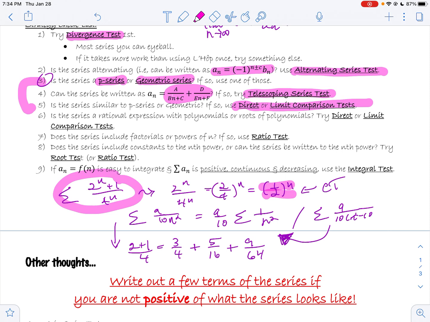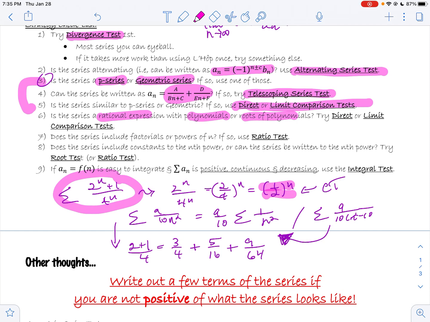The other time that we like to use the limit comparison test or the direct comparison test is if we have some kind of rational expression where there are polynomials or roots of polynomials. It's very common that people like to use the direct or limit comparison tests for those situations. Now, again, that's not the only option, obviously, but that is where your mind goes initially, because that tends to be the easiest way to prove whether or not they converge or diverge.